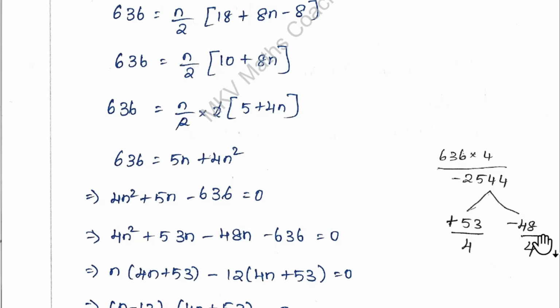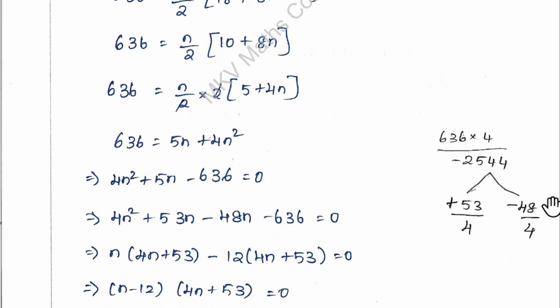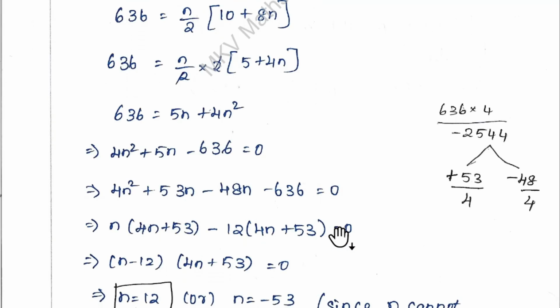You will end up with 53 into 48. So 53 and 48, when you subtract, I'm getting 5. So I'm putting the bigger number sign as positive and the smaller number as minus. So when I add, I'm getting plus 5, and when I multiply, I'm getting minus 2544, right? So it satisfies this equation: 4n square plus 53n minus 48n minus 636 equal to 0.